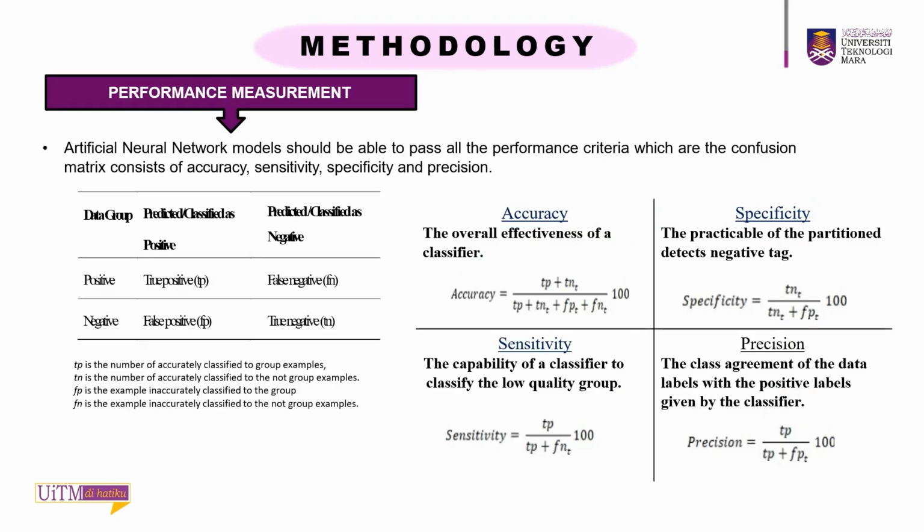Alright, these are the performance measurements of ANN, consisting of accuracy, specificity, sensitivity, and precision. As we can see, this formula shows all these performance measurements. Accuracy means the overall effectiveness of a classifier. Specificity means the ability to detect negative cases. Sensitivity means the capability of a classifier to classify the low quality group. And precision means the class agreement of the data label with the positive label given by the classifier.